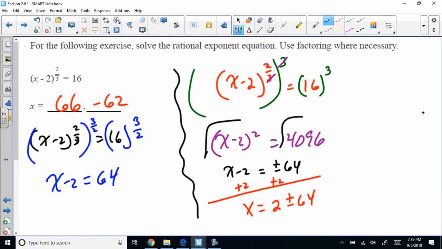All right, so when you do that, this cancels out totally, leaving you x minus 2. The denominator is 2, that's really your root. So the square root of 16 is 4. 4 cubed happens to be 64, right? Or in your calculator, you can take 16 raised to the parentheses 3 divided by 2, close parentheses, enter, and it'll give you 64. So your calculator can do that as well. And when you get x minus 2 equals 64, you get the same exact thing as we got in the black and red. Fair enough? Both are correct.